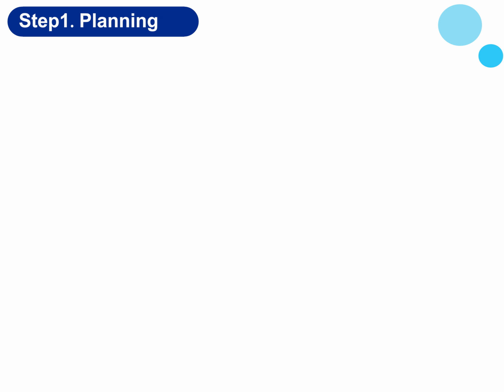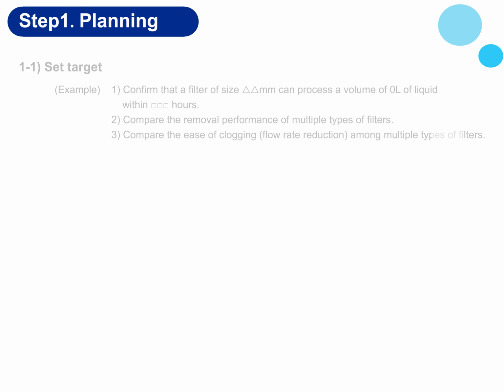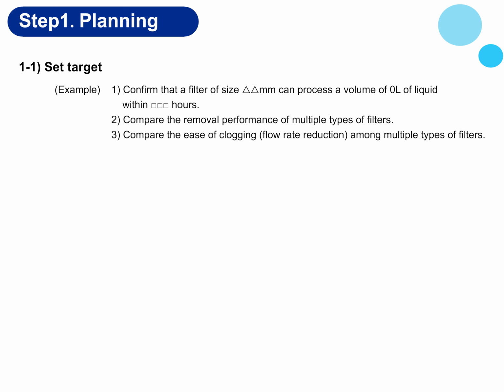Step 1. Planning and preparation. The first step is to consider what the purpose of the small volume filtration experiment is and what results you expect to obtain. By conducting the experiment in a well-planned manner, you can obtain a variety of information in a single experiment.